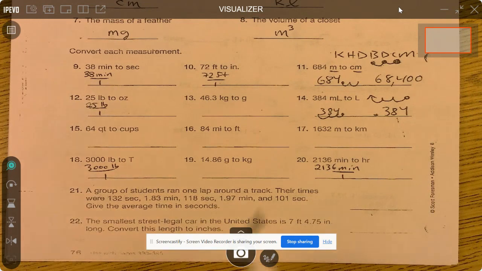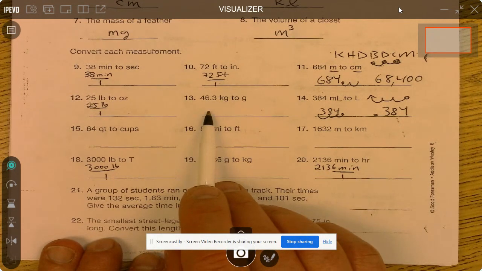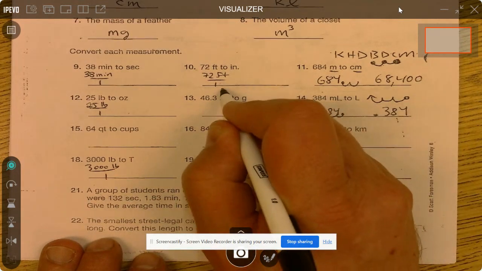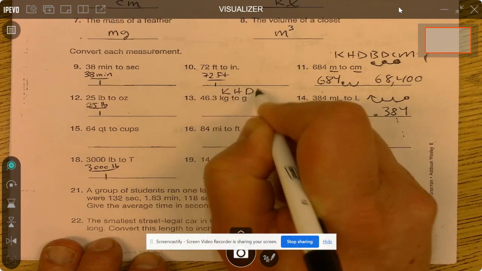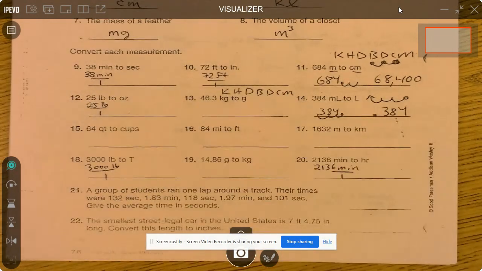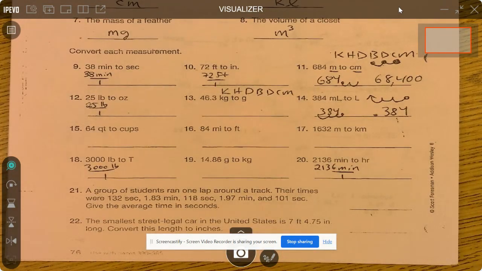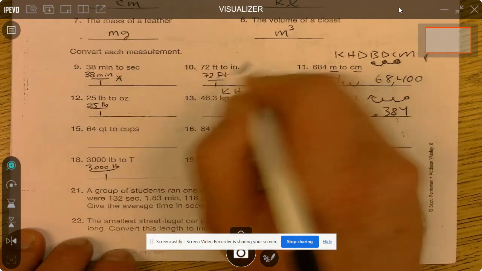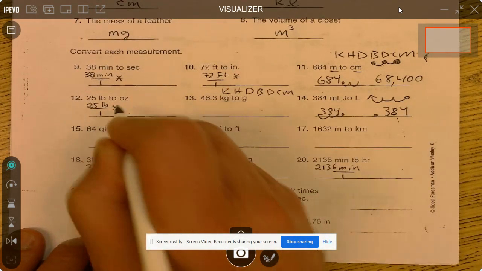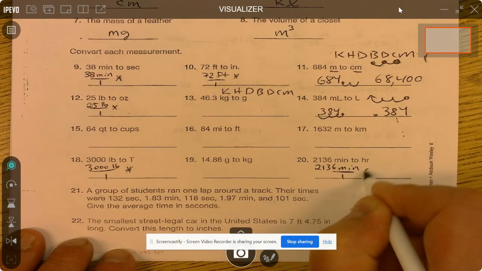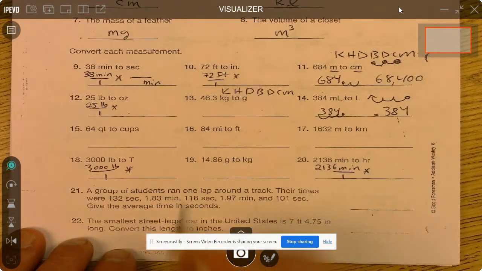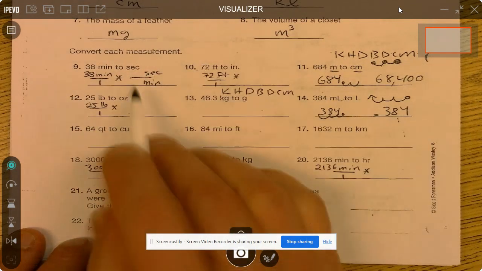Now I skipped number 13. If I was to just blindly write 4.63 over 1, I would be incorrect because this one is a metric conversion. So pay attention to when it's metric and when it's not. Okay? We'll skip 13. Now, in order to get the next part, I put a times symbol after each of my first fractions. And then I look over here and say, if minutes were on the top, minutes need to go on the bottom, and minutes have a relationship with seconds.